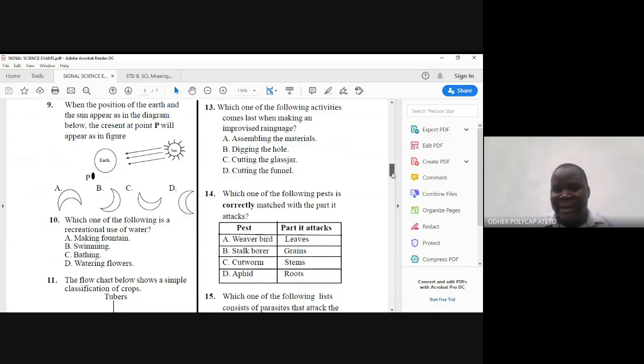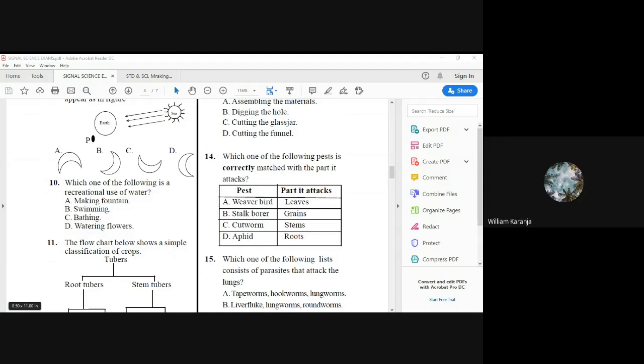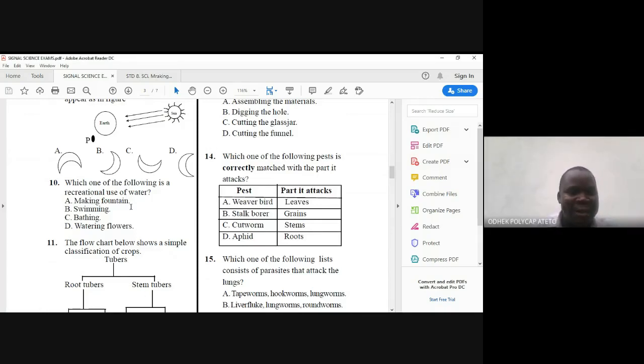And the last thing is question number 10. Somebody read number 10, the one who has not read anything since we started the lesson. Which one of the following is a recreational use of water? When you meet a question like that one, William Bosche, we have to know the uses of water in the farm, in the factory, in industry, and also for recreation. So when you read choice A, you tell me which one is which until the end.